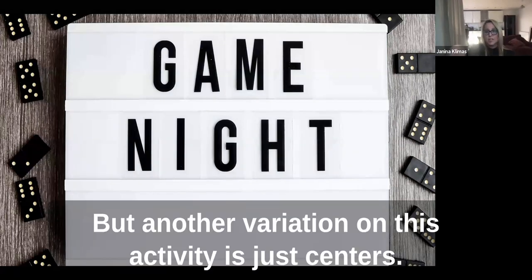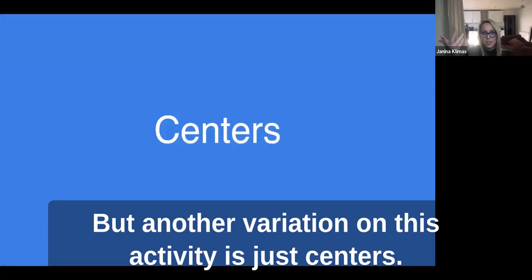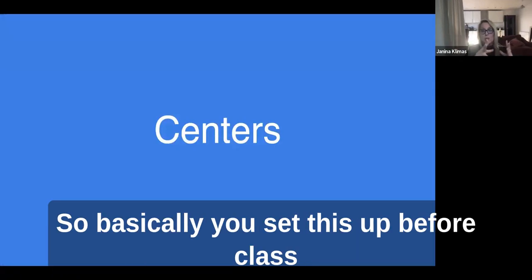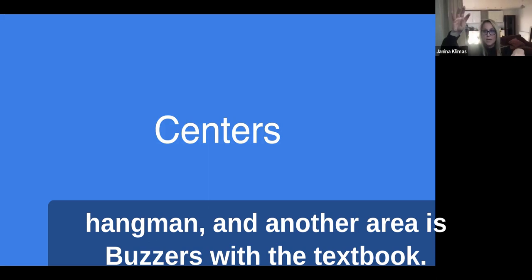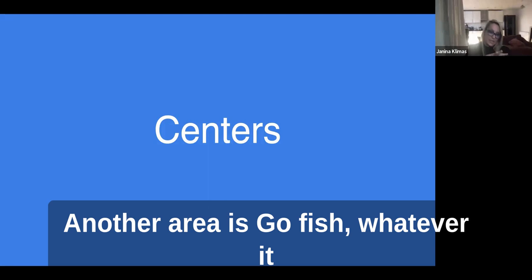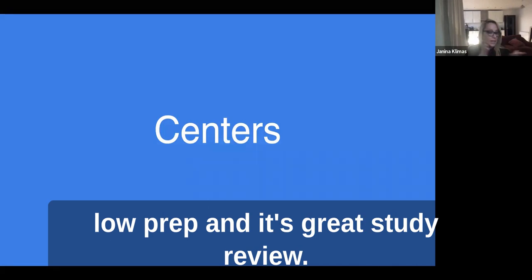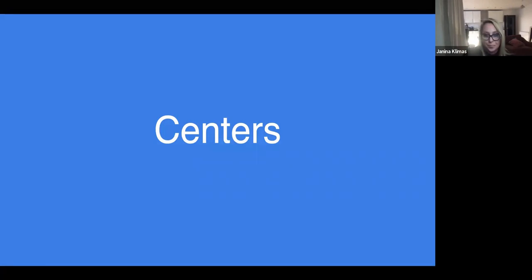But another variation on this activity is just centers. So basically, you set this up before class and you set up your different areas. So maybe one area is bingo and another area is hangman and another area is buzzers with the textbook. Another area is Go Fish, whatever it is. And they rotate through. So it's super low prep and it's great study review.